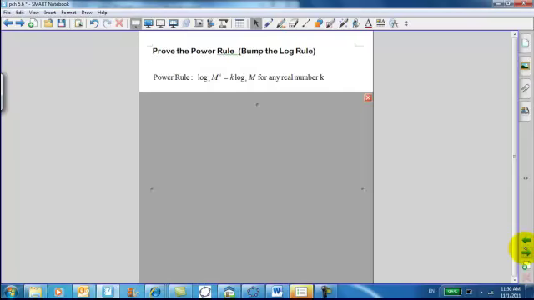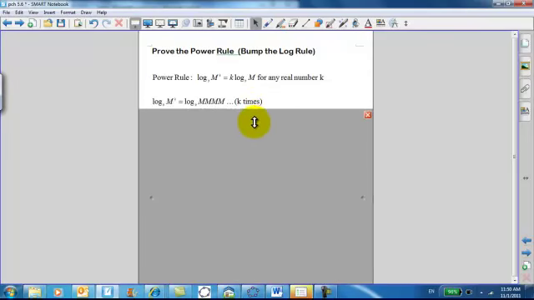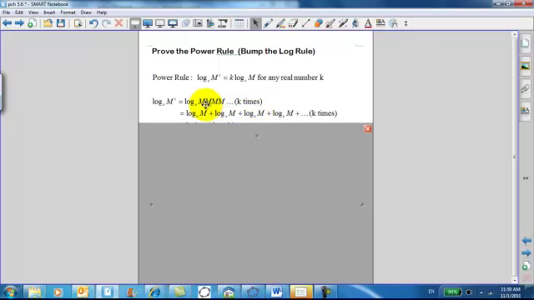Now here's proving one of the power rules, bump the log rules. There's a nice proof of the addition rule, of the product rule, in your text, and I use that product rule in this proof. We start by writing out m to the k as a bunch of m's multiplied together. Log base b of m times m times m times m, and so forth, k times. So we can apply the product rule to that.